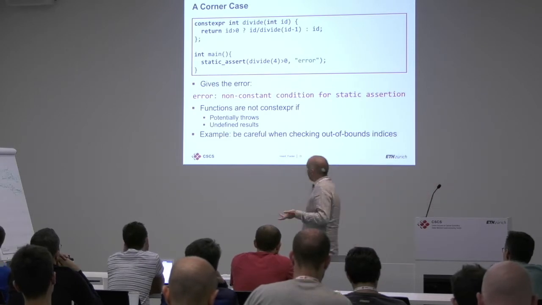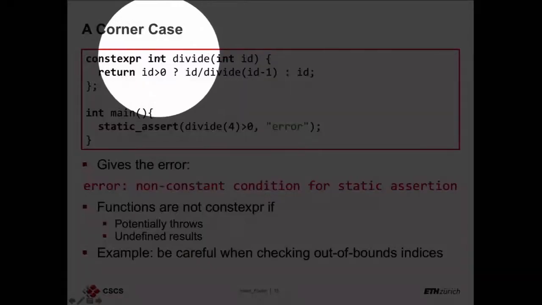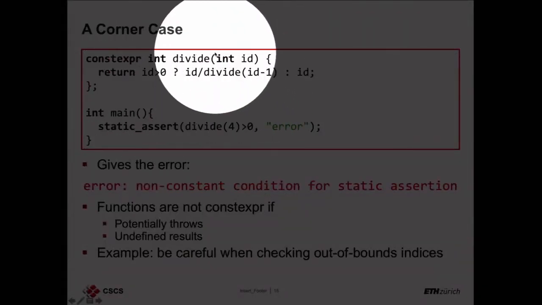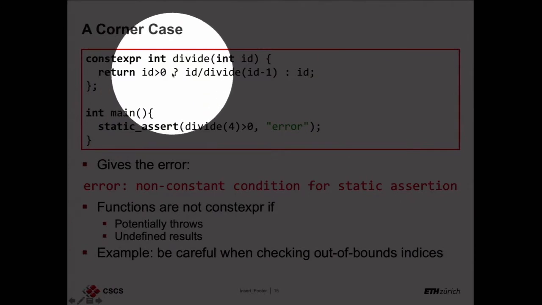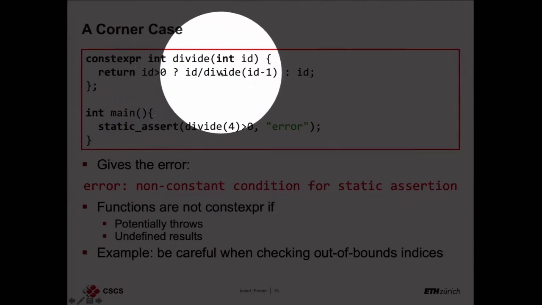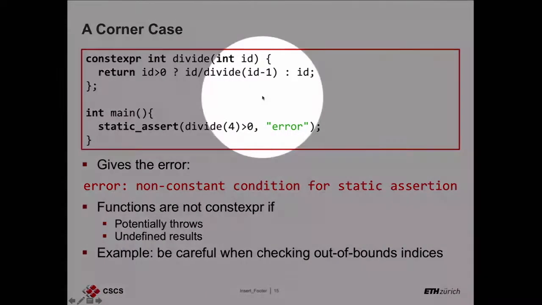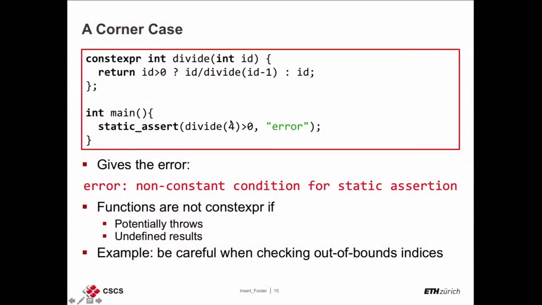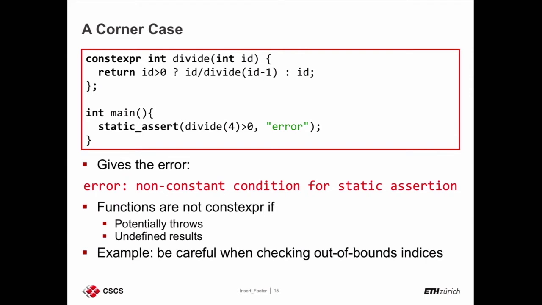Suppose I have this constexpr function, which is divide. It takes an integer and it is recursive in this case. Basically, if ID is greater than 0, then I divide ID by the result of dividing ID minus 1. Otherwise, I return ID. And I want to return divide 4, which turns out to be 4 divided by divide 3, which then is divide 2, which then is divide 1. And at some point there is a divide, actually, there is not a divide 0.